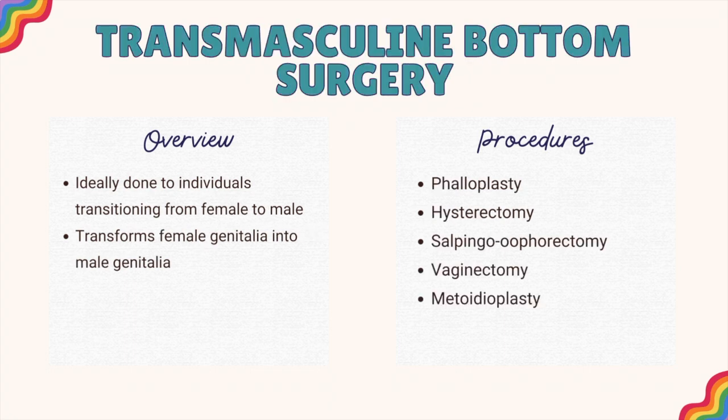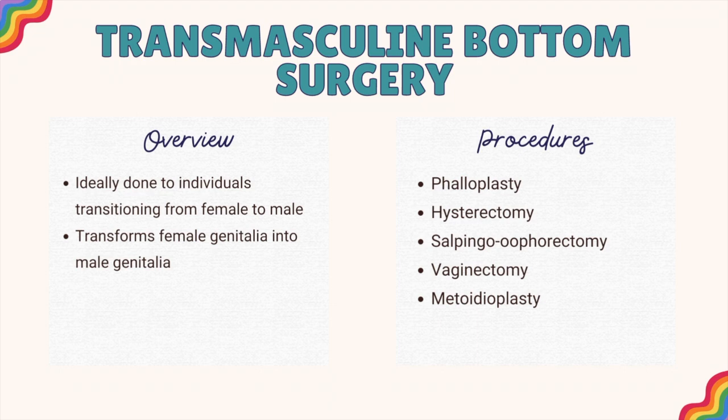The second category of bottom surgery is transmasculine bottom surgery. Ideally done to individuals transitioning from female to male, this procedure is done in order to transform or reconstruct the female genitalia into male genitalia. The most common procedures trans men undergo involve the removal of the vaginal cavity and the reconstruction of the penis through a surgery called phalloplasty.